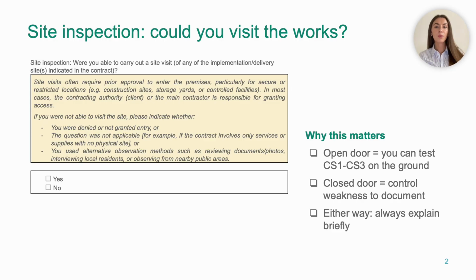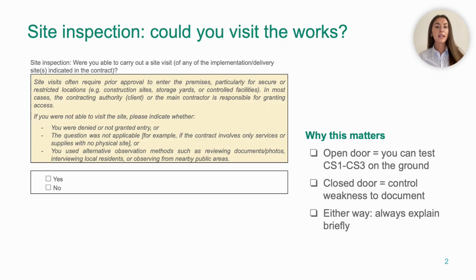Everything in step 2 starts with one practical question: were you actually able to see whether the contract is being implemented? If you could enter at least one construction or delivery site with permission, you obviously tick yes. That could be a street segment under rehabilitation, a school extension, a drainage canal, anything covered by the works contract. But if you tried and you couldn't enter, maybe the gate was locked, the contractor refused, or the contracting authority said that this is a restricted area, you tick no. Even if you collected photos from outside the fence or spoke to residents, it still counts as no access.